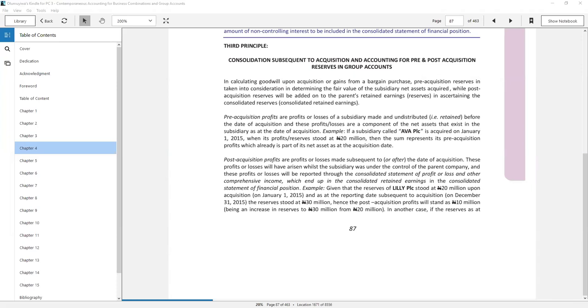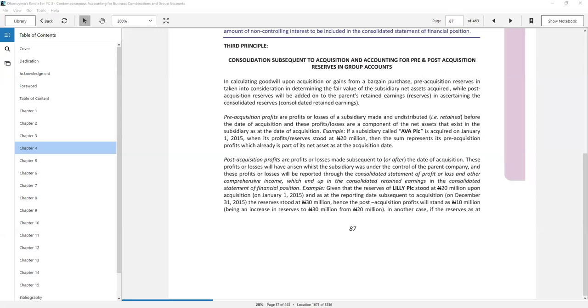Third principle: consolidation subsequent to acquisition and accounting for pre- and post-acquisition reserves in group accounts. In calculating goodwill upon acquisition, or gain from a bargain purchase, pre-acquisition reserves are taken into consideration in determining the fair value of the subsidiary's net assets acquired, while post-acquisition reserves will be added to the parent's retained earnings, that is the reserves, in ascertaining the consolidated reserves, that is the consolidated retained earnings.